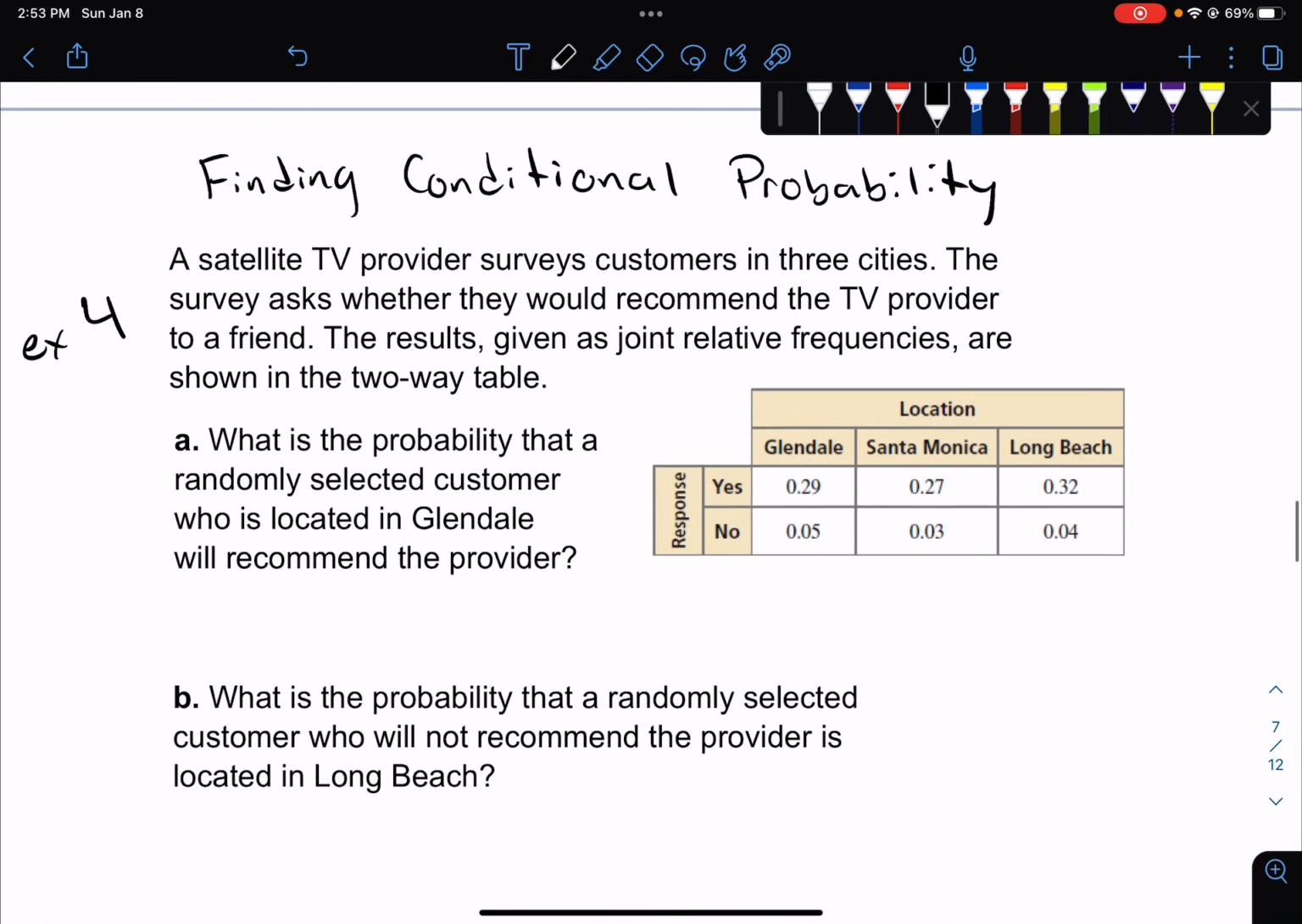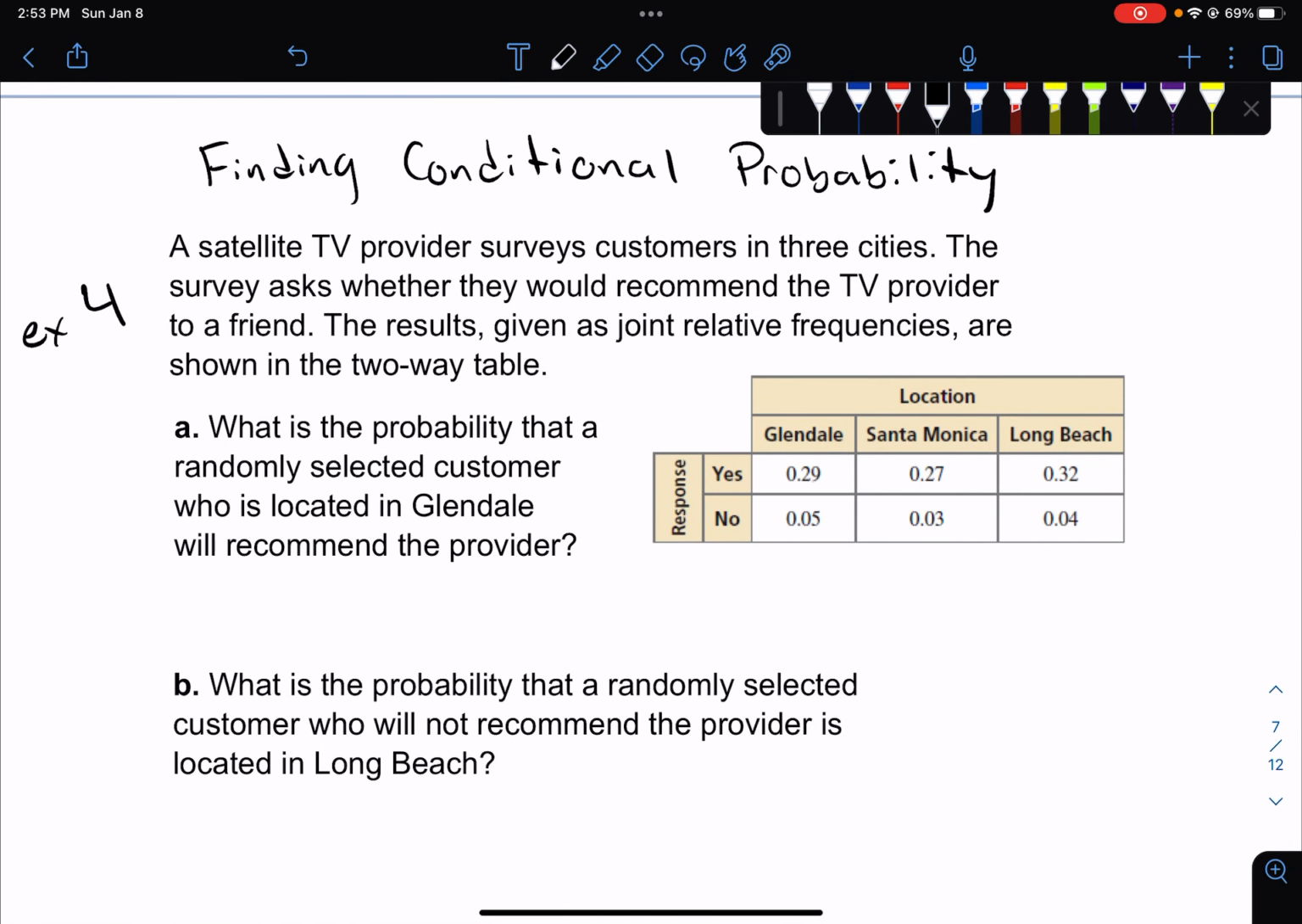All right, finding conditional probability with two-way tables. The ACT loves these questions, and so does the end-of-level test that you're going to take at the end of the year. They love giving you these tables and seeing if you can take the information from them and apply it to a problem. So it gives me this table.